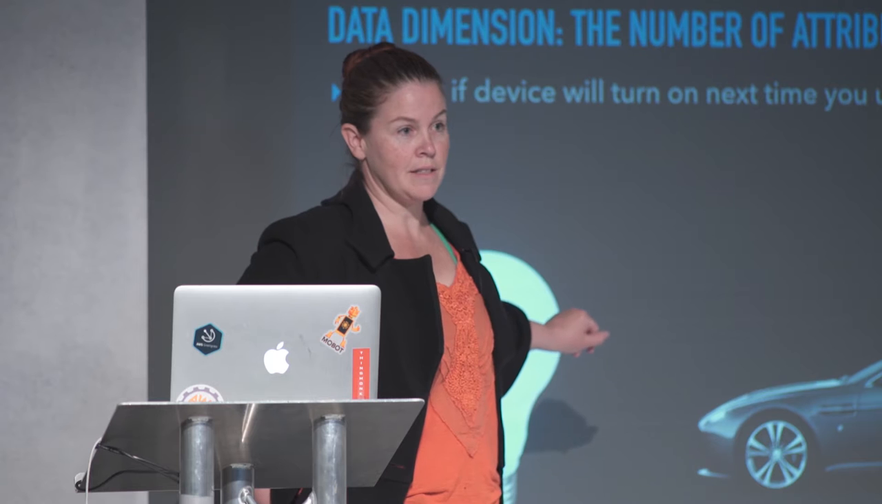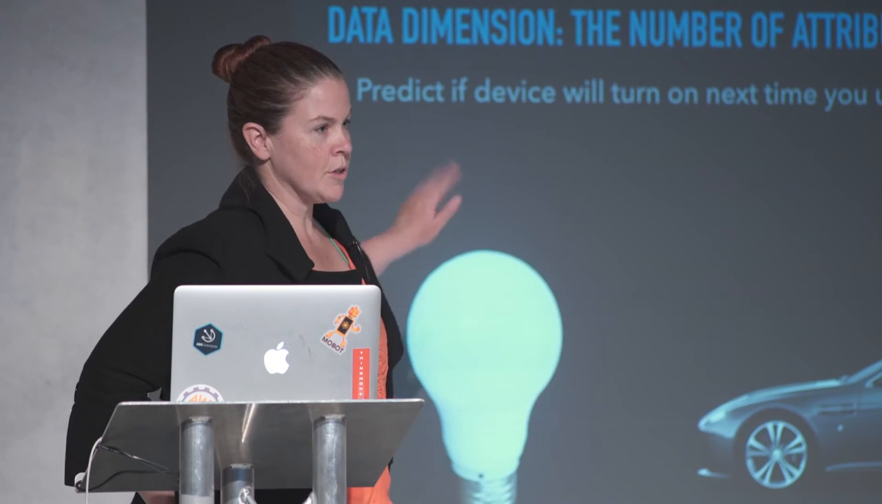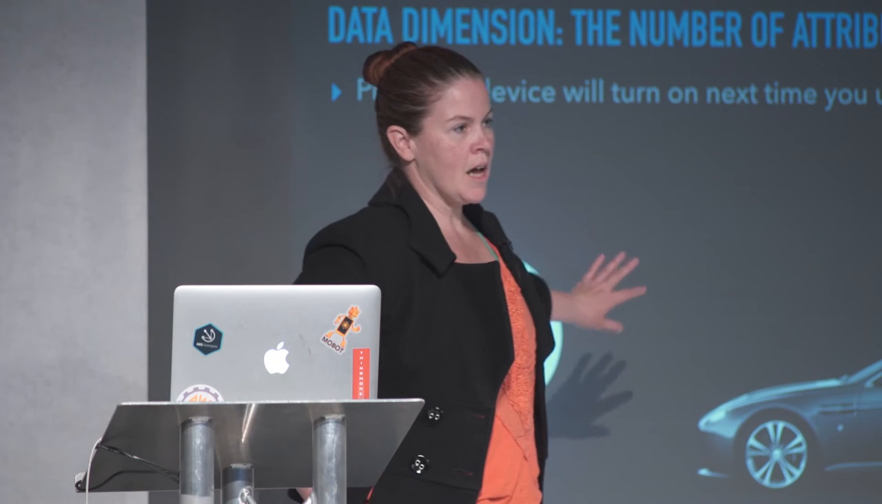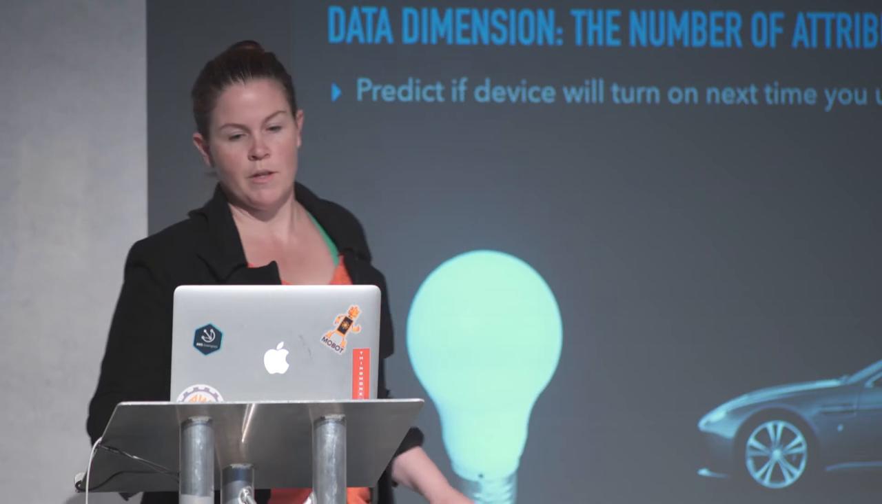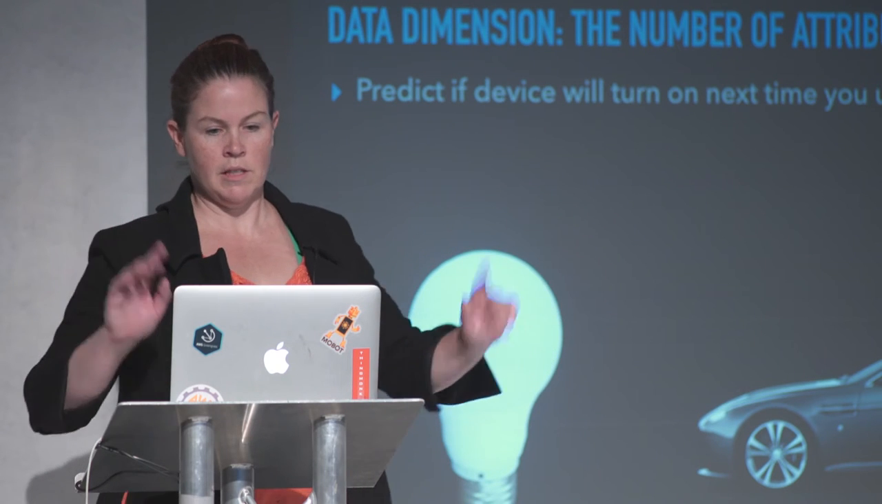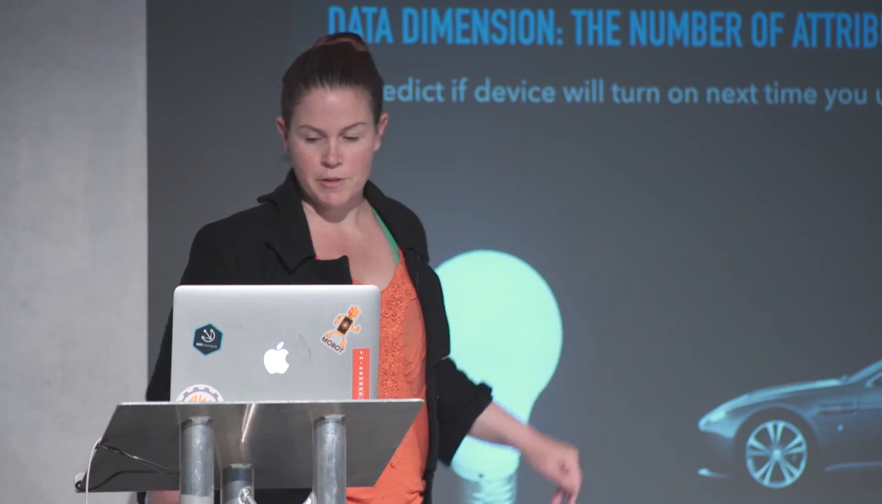You can have states like on and off. You can have the temperature of it. You can have its current pull. But there's not a lot of direct measurements coming off of this device. So very simply, that's the basics of data dimensions.